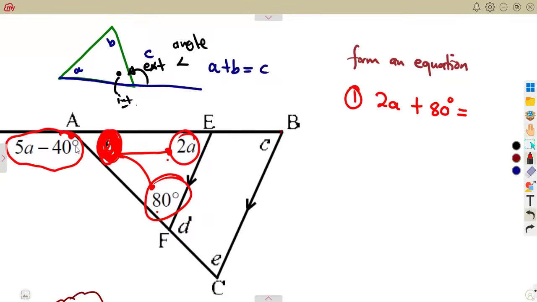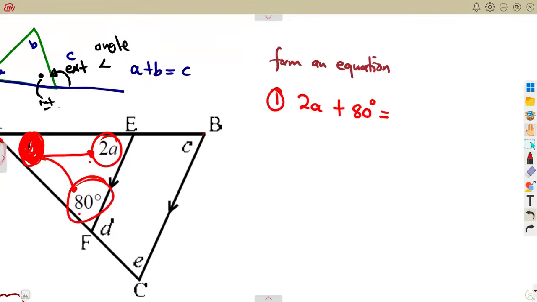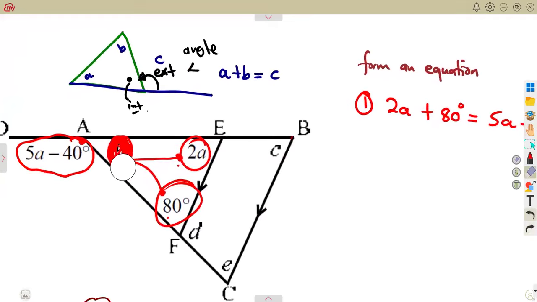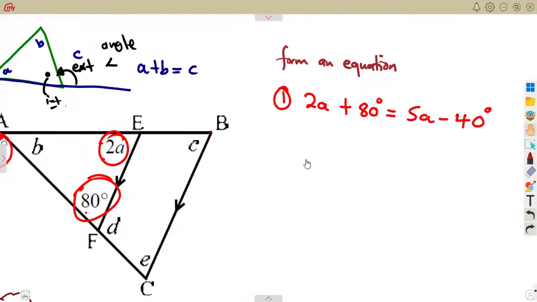And what is our exterior angle? That is 5A minus 40 degrees. So we are going to equate this to 5A minus 40 degrees. What is it that you have? An equation. You have formed an equation that you are supposed to solve. So take note, you need the opposite interior angles. You add them, they must give you the exterior angle. This exterior angle, this one, is equal to the sum of these two, just like that. So you see, there we have to apply the properties that we know about the triangles.